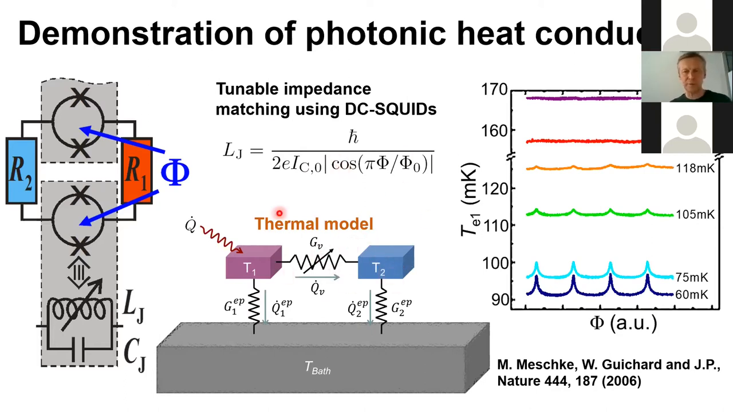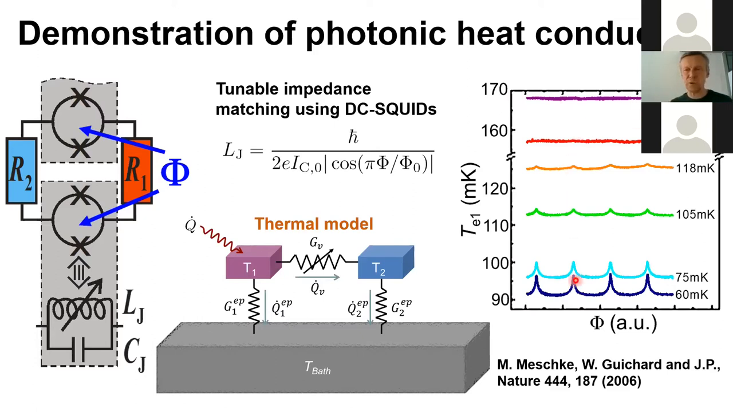And now there are two different regimes. If you add high temperature, you put some power here, then the temperature, for example, this temperature here remains essentially constant at high temperature because this coupling to the phonons is strong. Remember, there's this T to the power 5 dependence. So if you add high temperature, it's kind of a thermal shunt of these electrons to the phonon bath. And then when you change the magnetic flux, you don't see any change in the temperature of T1.